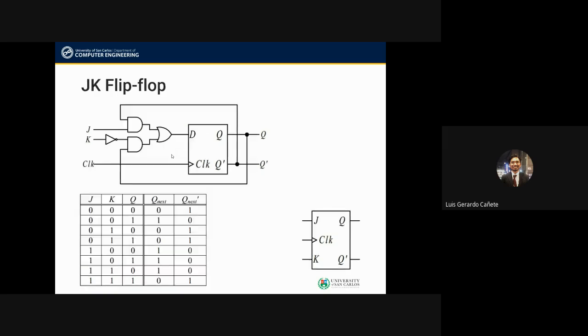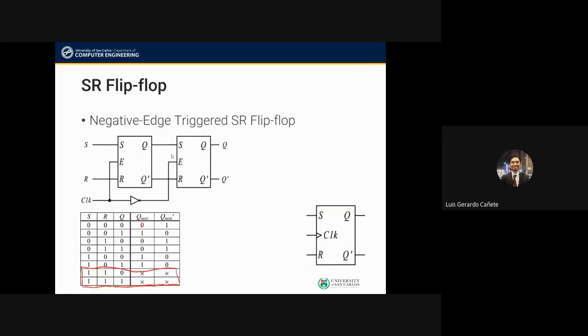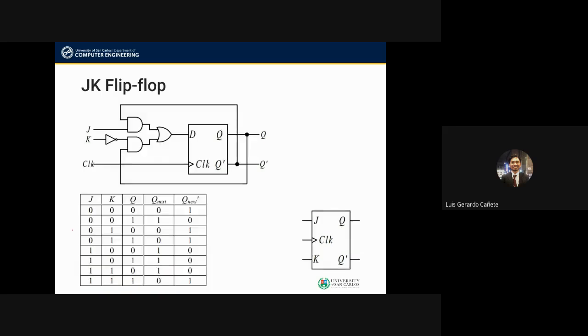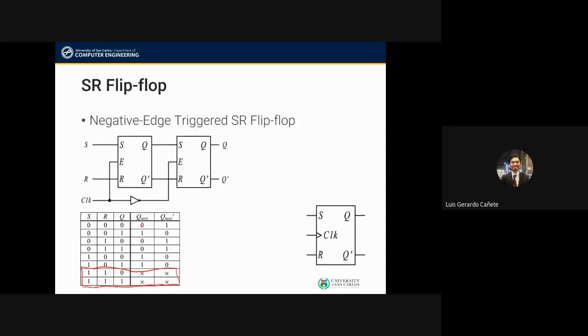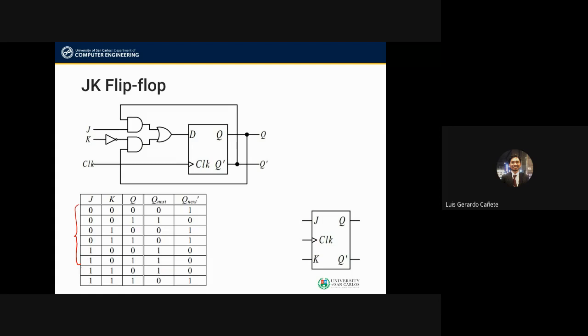So the other type of flip-flop is the JK flip-flop. Now the JK flip-flop solves the problem that we had with the indeterminate state of the SR flip-flop. So the JK flip-flop is exactly the same from here to here as the SR flip-flop. Where it differs is when we have both inputs at 1. So now, what happens is when both inputs are 1, we complement the output.